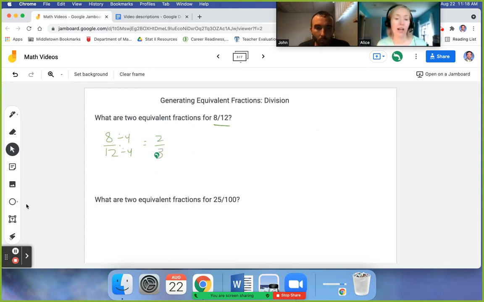over 3. And John, I was raised to call that reducing, but my understanding is we don't use that term anymore because it makes it sound like we're making the fraction itself smaller. When it's still the same ratio, we're just using smaller numbers. So we say it's an equivalent fraction, right? Is that correct?